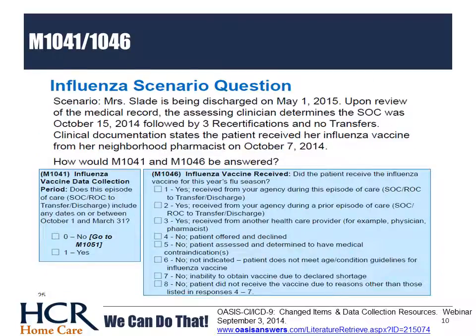Let's try another question. Mrs. Slade has been discharged on May 1st, 2015. Upon review of the medical record, the assessing clinician determines the start of care was October 15th, 2014, followed by 3 recertifications and no transfers. Clinical documentation states the patient received her influenza vaccine from her neighborhood pharmacist on October 7th, 2014. Think about what would be the correct response for 1041 and 1046. Pause the presentation to think about your response.